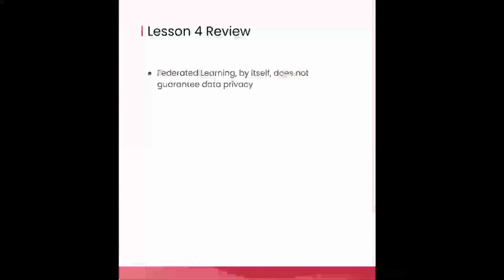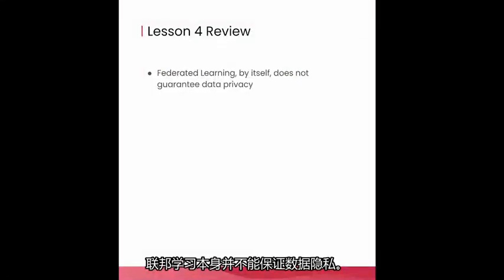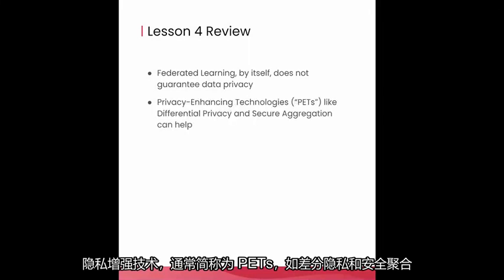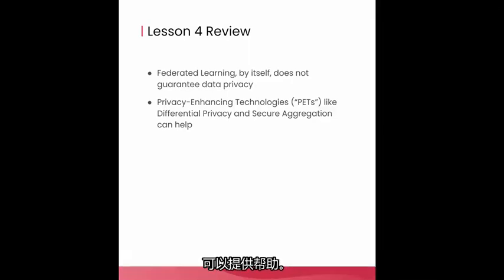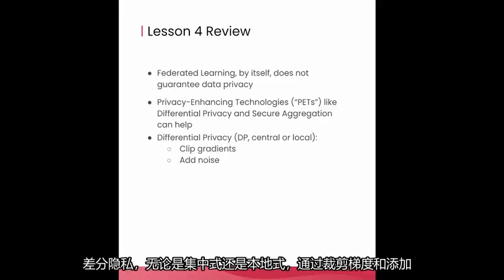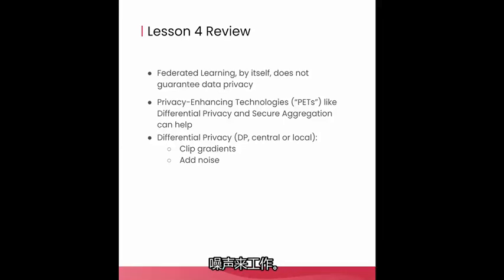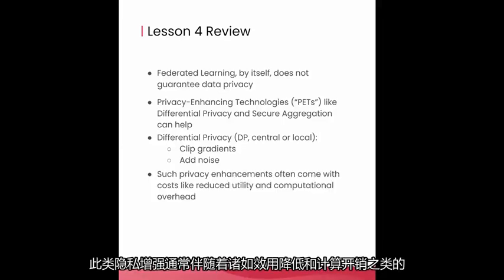Let's review lesson 4. Federated learning by itself does not guarantee data privacy. Privacy-enhancing technologies, often referred to as PETs for short, like differential privacy and secure aggregation can help. Differential privacy, either central or local, works by clipping gradients and adding noise. Such privacy enhancements often come with costs like reduced utility and computational overhead.